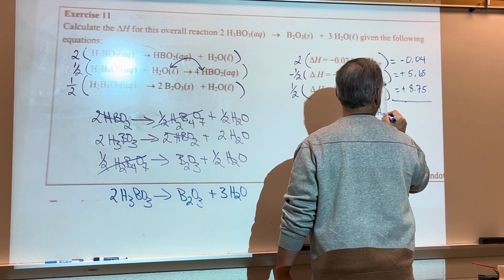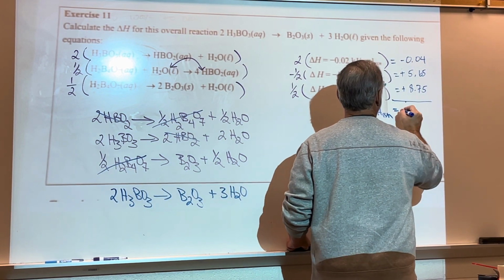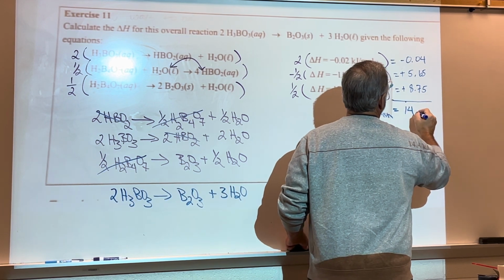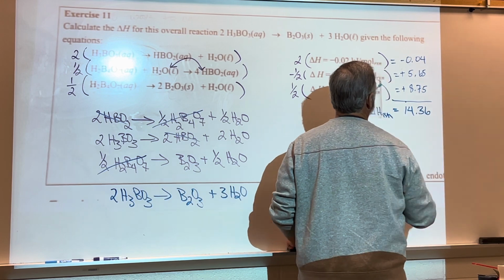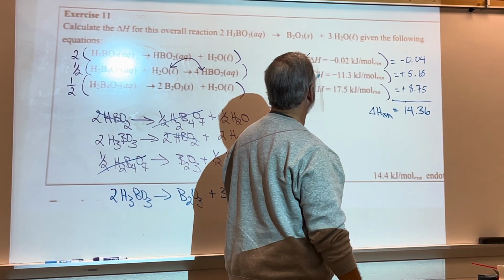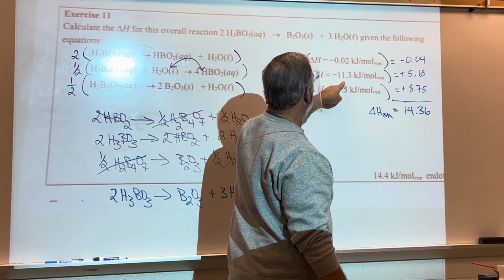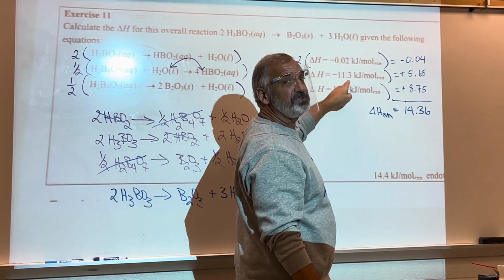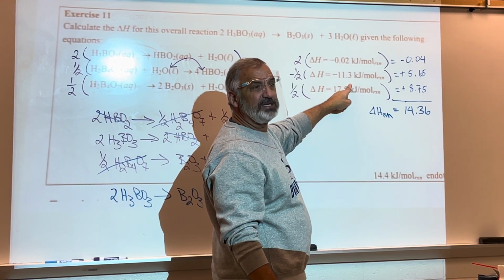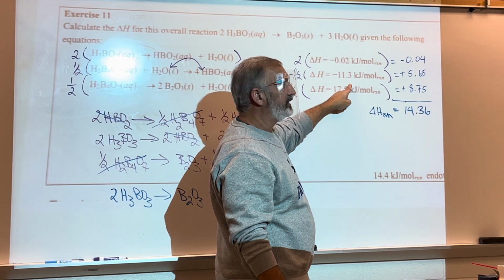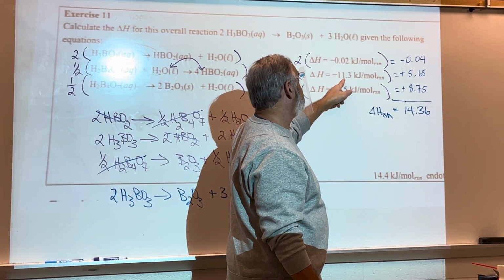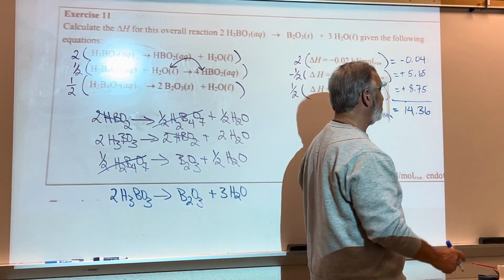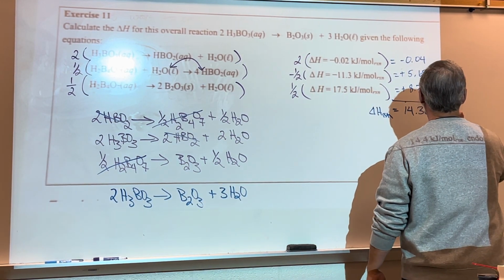14.36. I like two decimal places on this because, well, on this one, when you divide, you only have one decimal place, so you really should only have one decimal place here. Although when you divide, you have 3 sig figs. I go with 14.36, and that's going to be kilojoules.